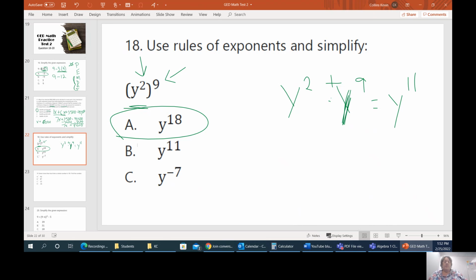They conveniently put that as one of your answers. But in this case, we're going to multiply them. Okay. So property of exponents is a good thing to review as well. All right, so let's go ahead and check out another one.